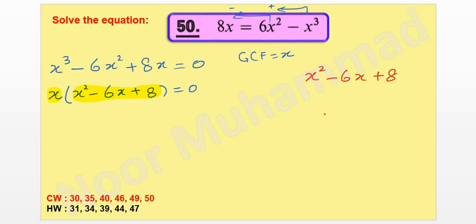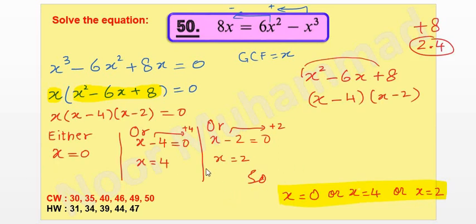Okay, better pause the video here, factorize it, and get all the possible values of x on your own. Now here is the answer. x is equal to 0, or x equals 4, or x equals 2. These are the possible values. And how did I get these values? When I factorize this thing, x squared minus 6x plus 8, its factorization has been shown here. I used the AC method. 2 and 4 was the pair that I needed.